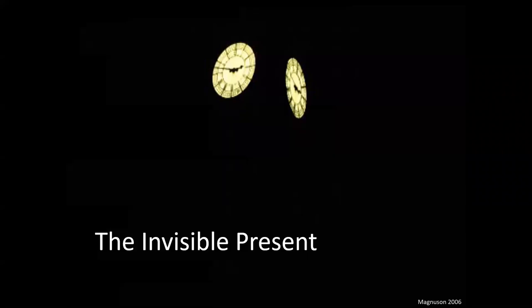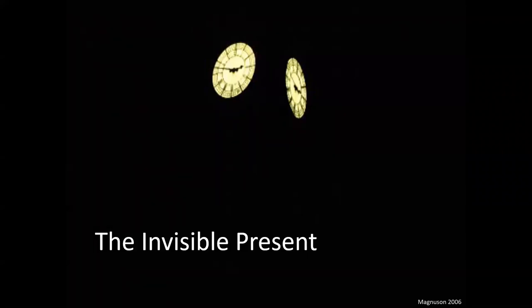And so the invisible present, this is Big Ben here. What the invisible present idea is, is that we tend to think that what we see today is what's there. And we have a hard time putting that in the context of what's happened before and what may likely occur in the future. The invisible present, next.